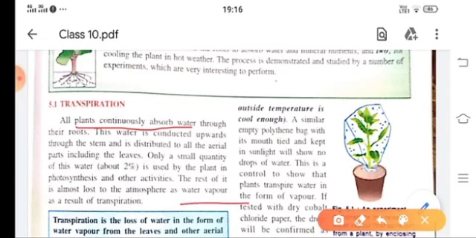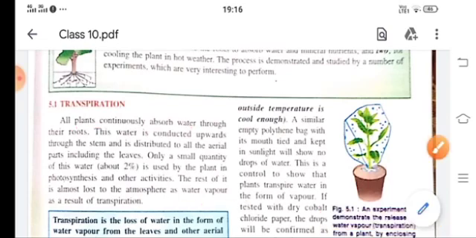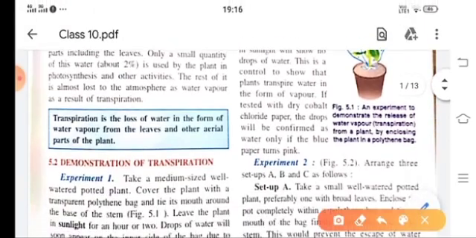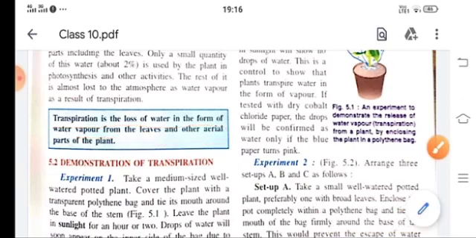This results in the transpiration process. So transpiration is the loss of water in the form of water vapor from the leaves and other aerial parts of the plant. Transpiration is very useful for the plants because it enables the root to absorb the water, and it also provides a cooling effect to the plant.